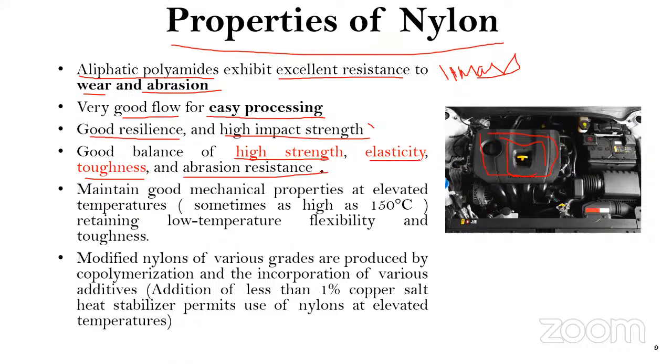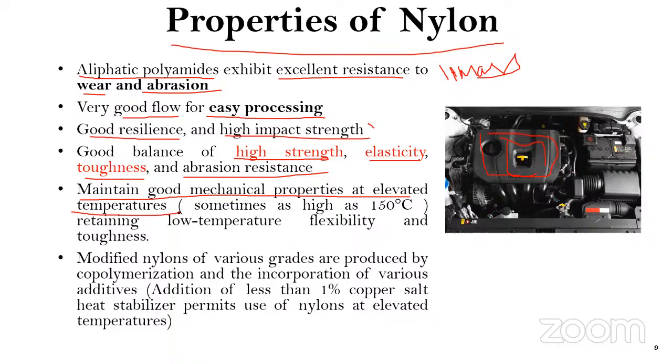Because if you see many polymers, if they have high strength, then the elasticity will be reduced. But if they have high elasticity, then the strength will be reduced. Or if they have both, then the abrasion resistance will be low. But nylon has a very good balance of high strength, elasticity, toughness, as well as abrasion resistance. They maintain very good properties at elevated temperature.